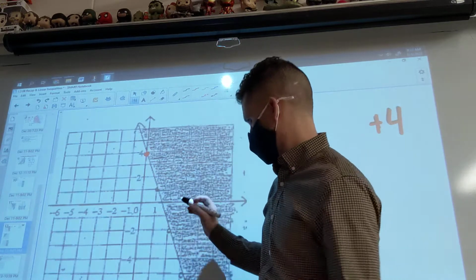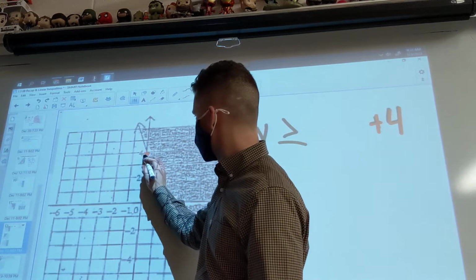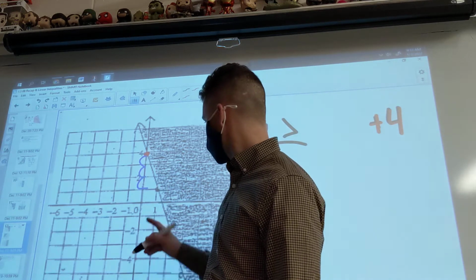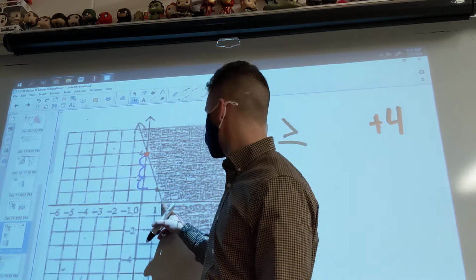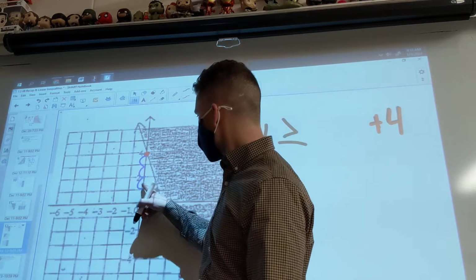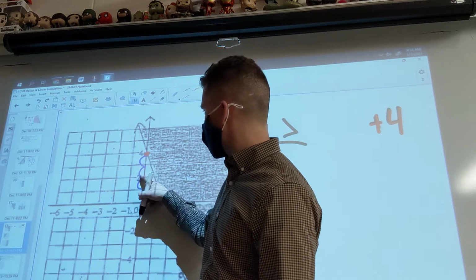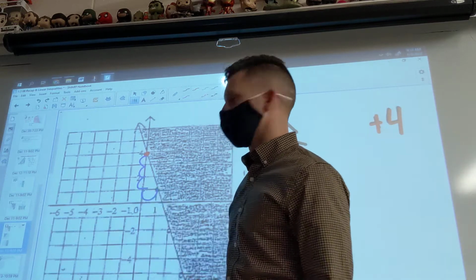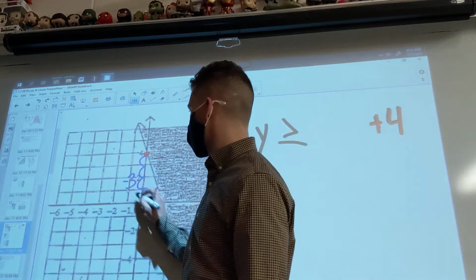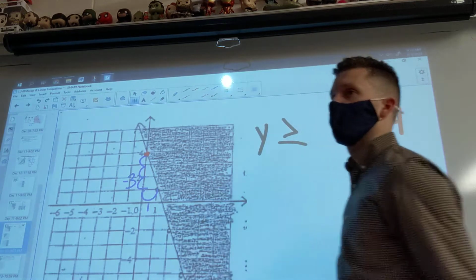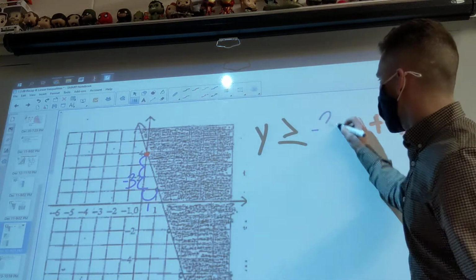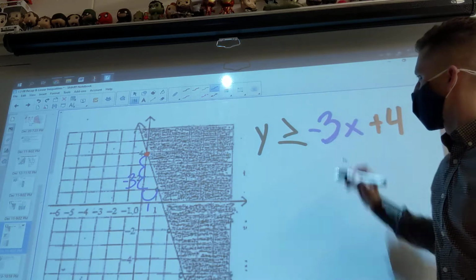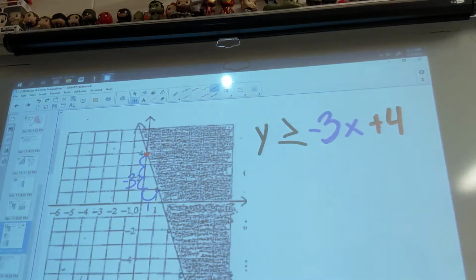I think the slope is -2 because I see the x-intercept touching is 2. No, that's the second line. So right here, we have 1, 2, 3. It's negative. So here we have down 3 and to the right 1. So what would the slope be? It's -3. Very good. So we have -3. Okay, all right, we did it.